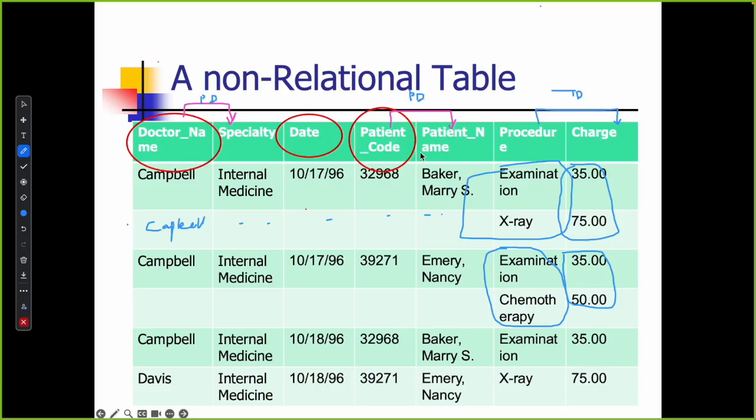But when a table already has a partial dependency, you don't even need to check for a transitive dependency to identify the normal form of the table, right? Because having a partial dependency means it is not in 2NF. If it is not in 2NF, even if there is no transitive dependency, the table cannot be in 3NF. So even if your table was this, let's say there is no procedure, no charge, you only have this.